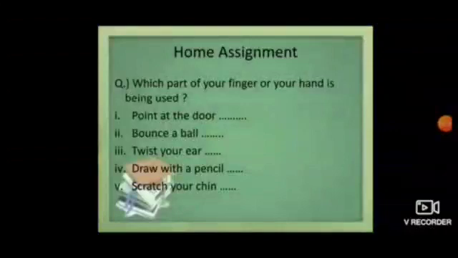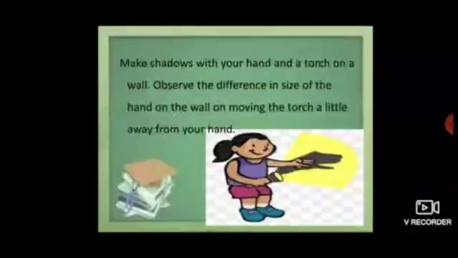Now this is a home assignment for you. Which part of your finger or your hand is being used? 1. When you point at the door, when you bounce a ball, when you twist your ear, when you draw with a pencil, when you scratch your chin. Question number 2. Make shadows with your hand and torch on a wall. Observe the difference in size of the hand on the wall on moving the torch a little away from your hand.